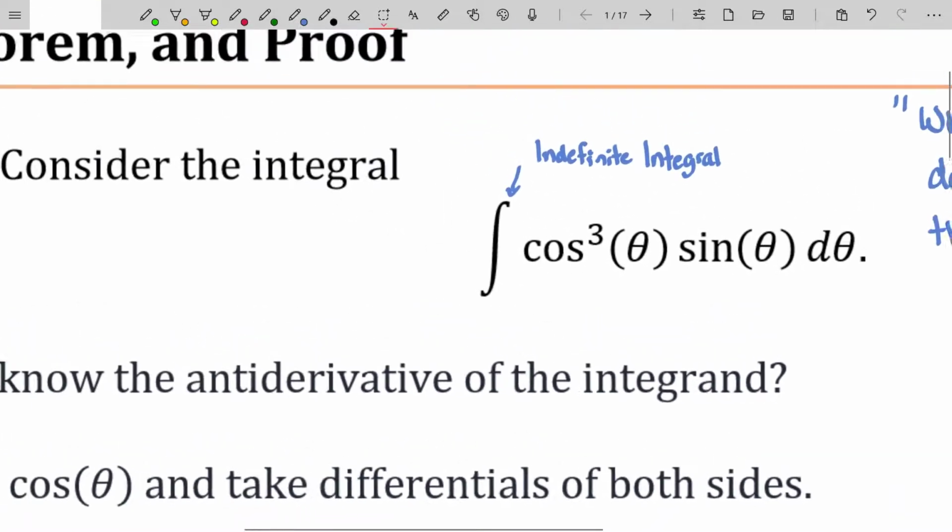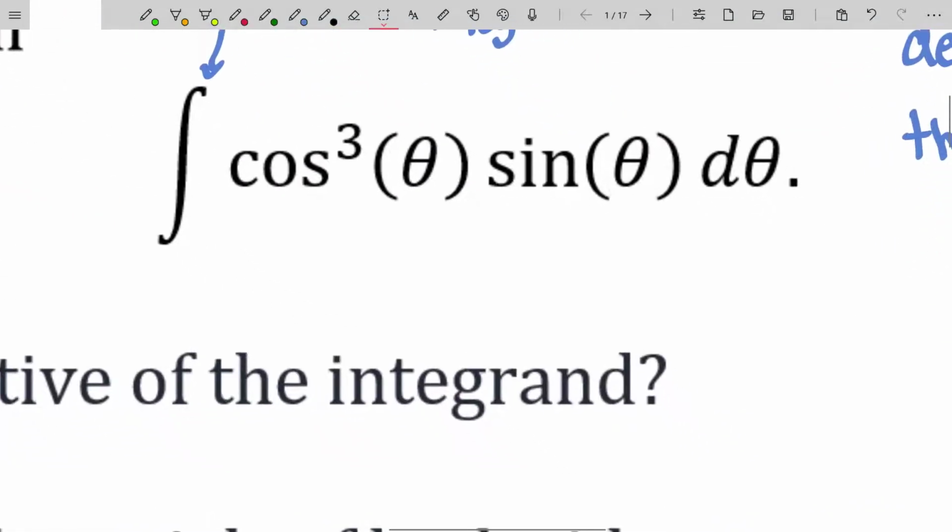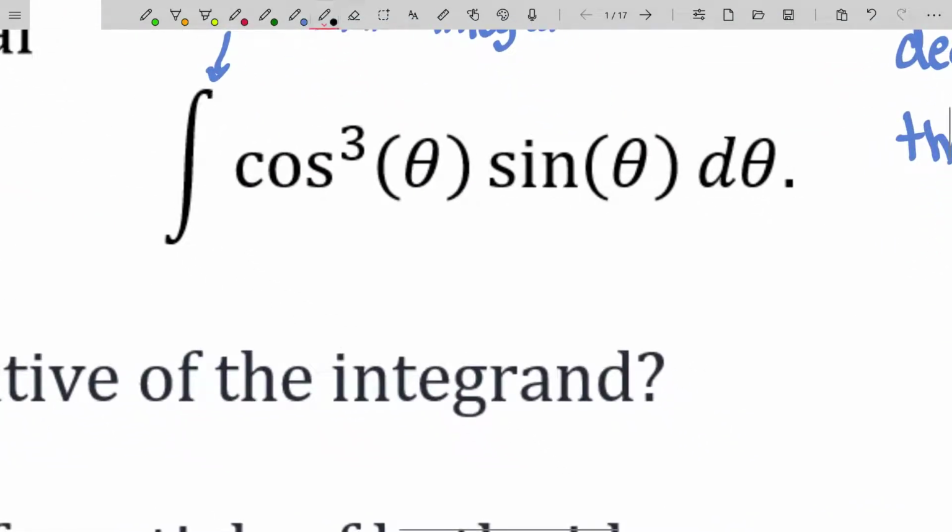And that's really the answer to this part A here. Do you know the antiderivative of the integrand? Heck no, not offhand. So I'm just going to put a big old no there. We do not. Nope.